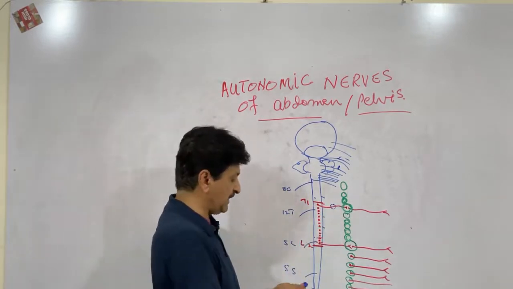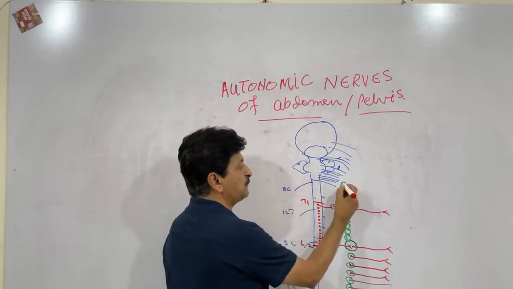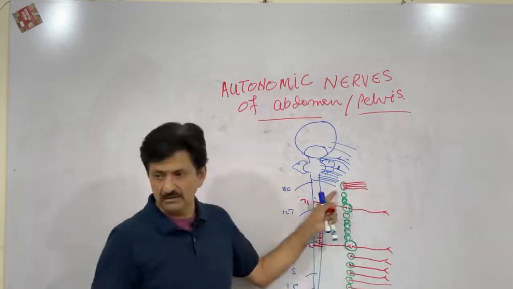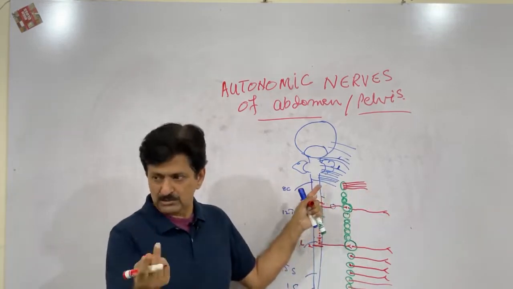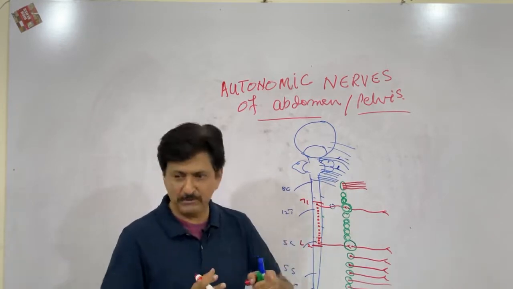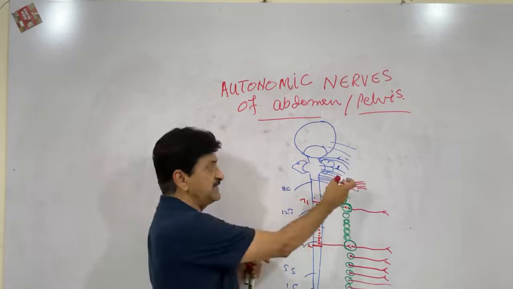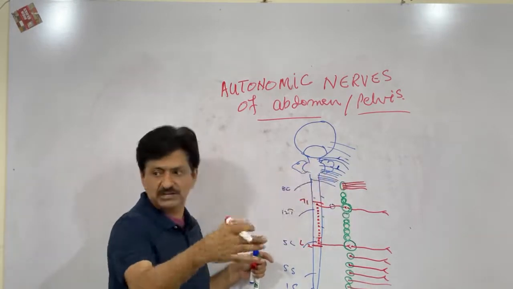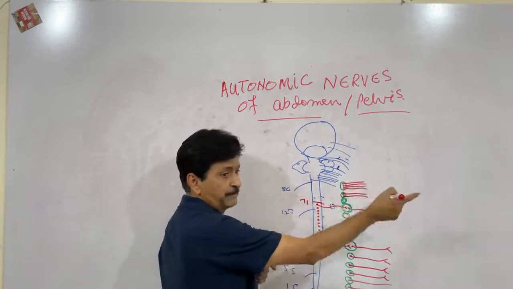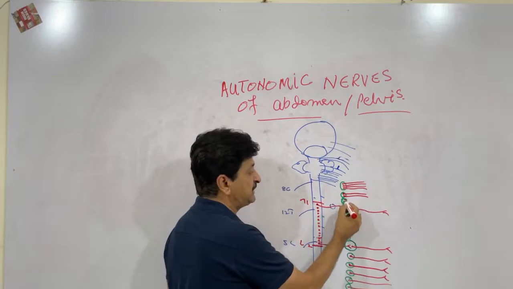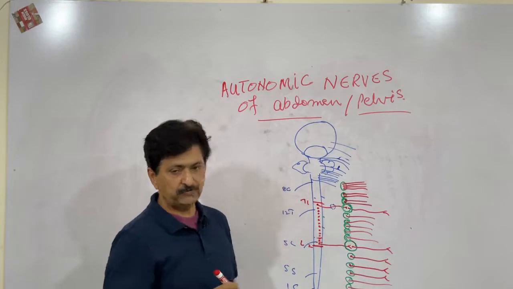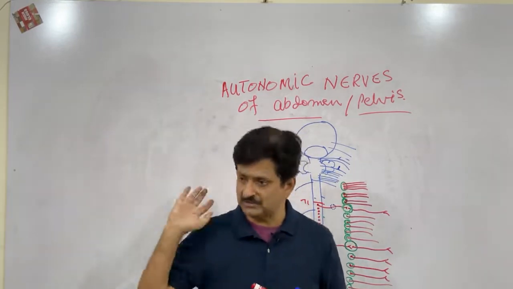So from here, how many bundles should come? Anatomically it looks like 1, but it is actually the fusion of 4. So how many bundles should come? 4 bundles, and these 4 bundles should run with C1, C2, C3, C4. How many bundles should come from the second one? 2, and they run with C5, C6. And this one runs with C7, C8. Now you can say postganglionic fibers are running with all 30 nerves.